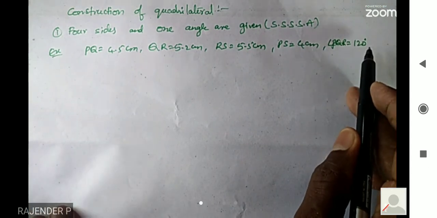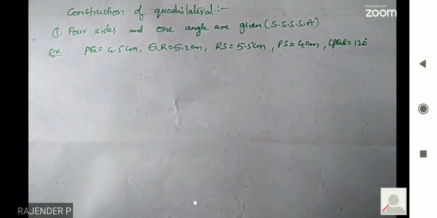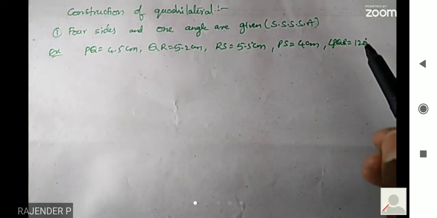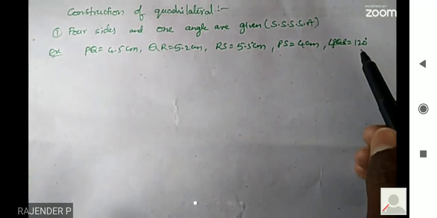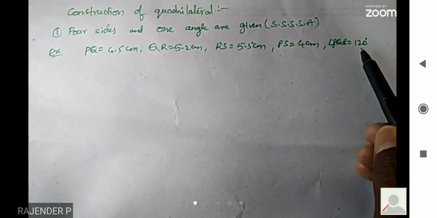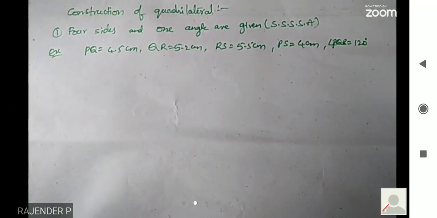is equal to 120 degrees. So when we want to construct a quadrilateral, first by using any three measurements, we have to determine the three vertices of the quadrilateral. Now this angle we have to use when four sides and one angle are given. At that time we have to use this angle and any two sides, which are useful to determine the three vertices. You can take any three values which determine the three vertices. So let us take that now.